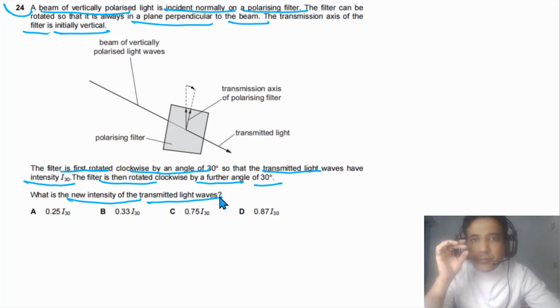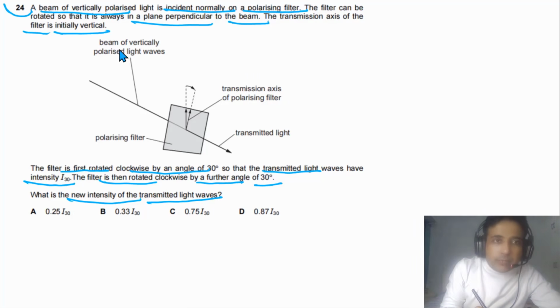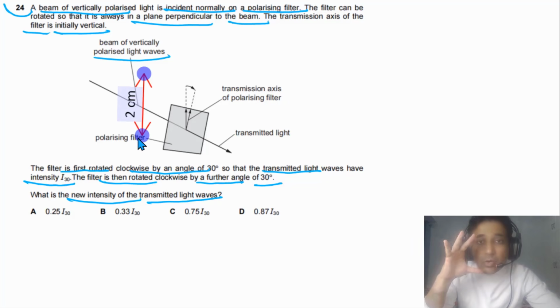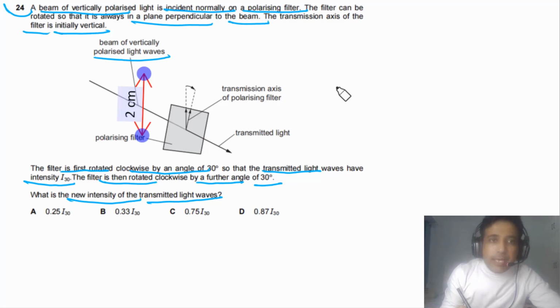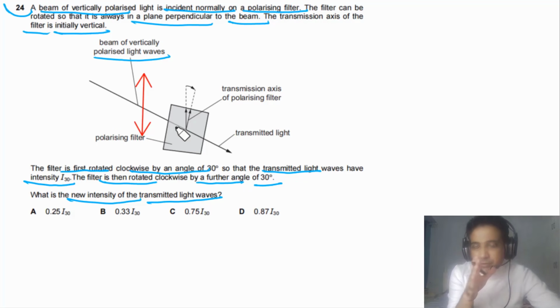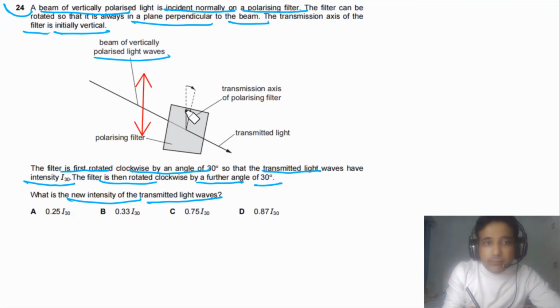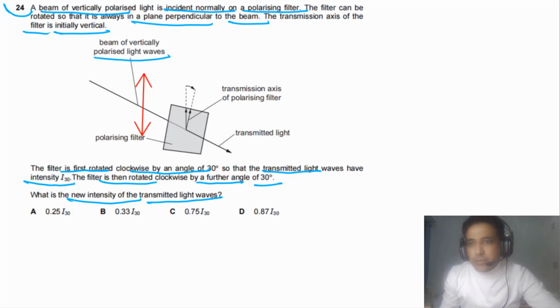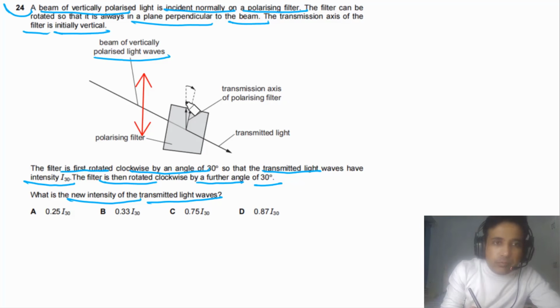So for this question, first of all, we need to understand a beam of vertically polarized light wave. It means the light is vertically polarized. So this incident light is vertically polarized, and simply we can draw it here. This is telling us that the incident light is already vertically polarized, and initially the transmission axis of the polarizing filter is also vertical. So in that case, all the light will just pass through. Then we rotate the filter by 30 degrees.